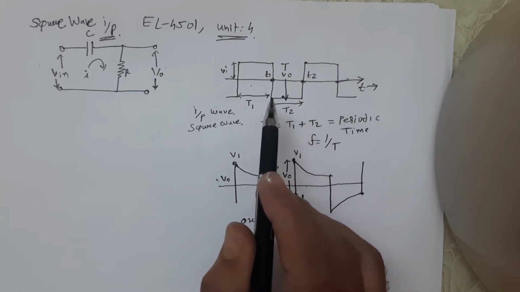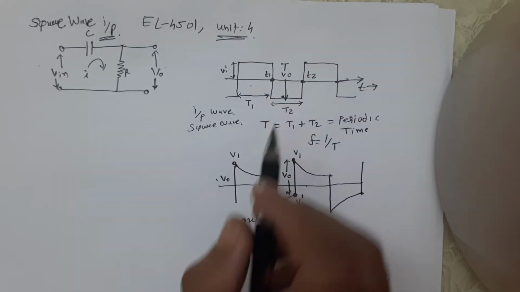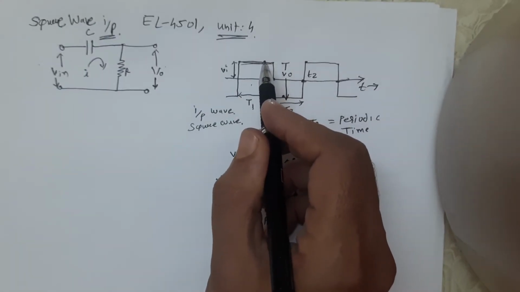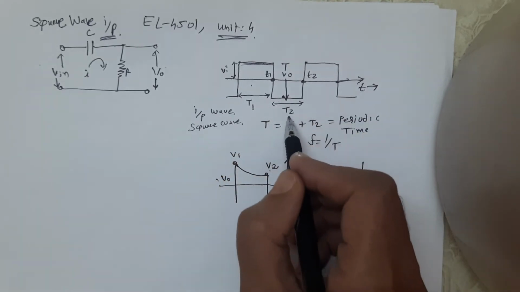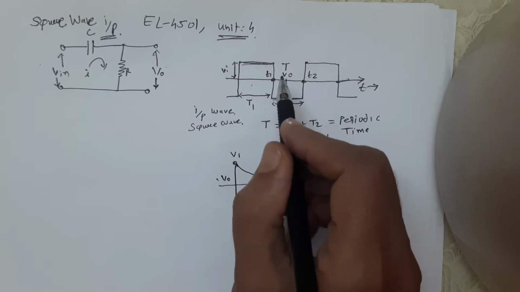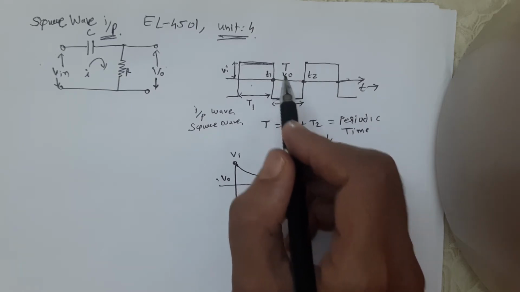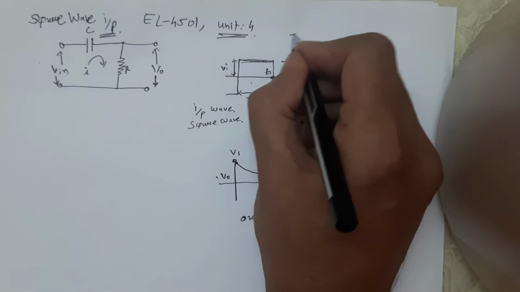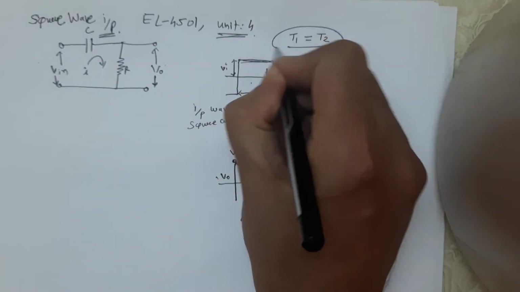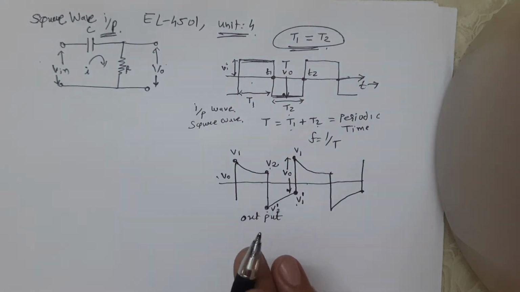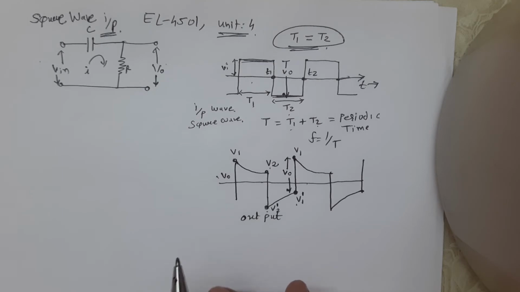Now a waveform which maintains itself at one constant level for a time t1, and at another constant level for a time t2, and which repeats with a period t1 plus t2, where t1 is equal to t2. At that time, this is nothing but a square wave. So I have defined the square wave.